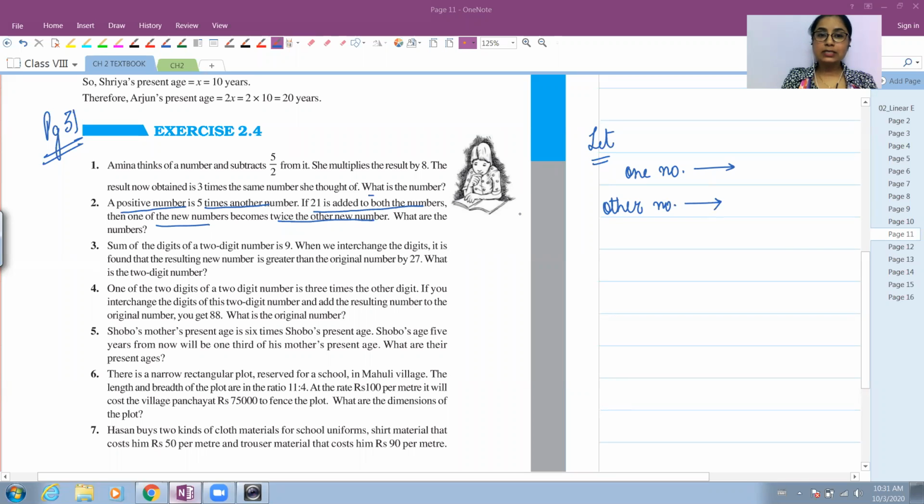So I have to work with only one variable. What I'm going to do is, in the very first sentence, they have said that one number is 5 times the other. So if I just write the name for one of the numbers, the other will automatically become what? 5x. Right? So we have the two numbers as x and 5x. Further in the question, in the second line, they want to change these numbers. They want to add 21 to both the numbers. So new numbers will be x plus 21 and 5x plus 21.